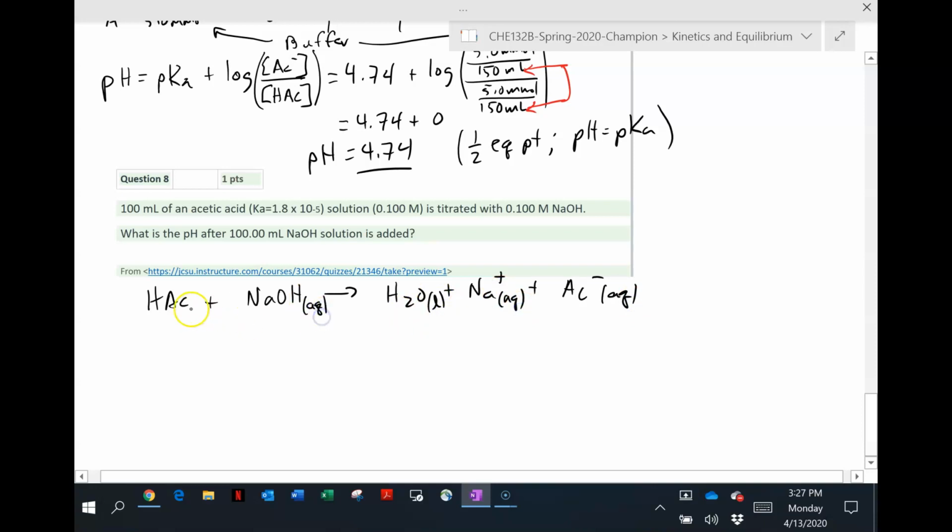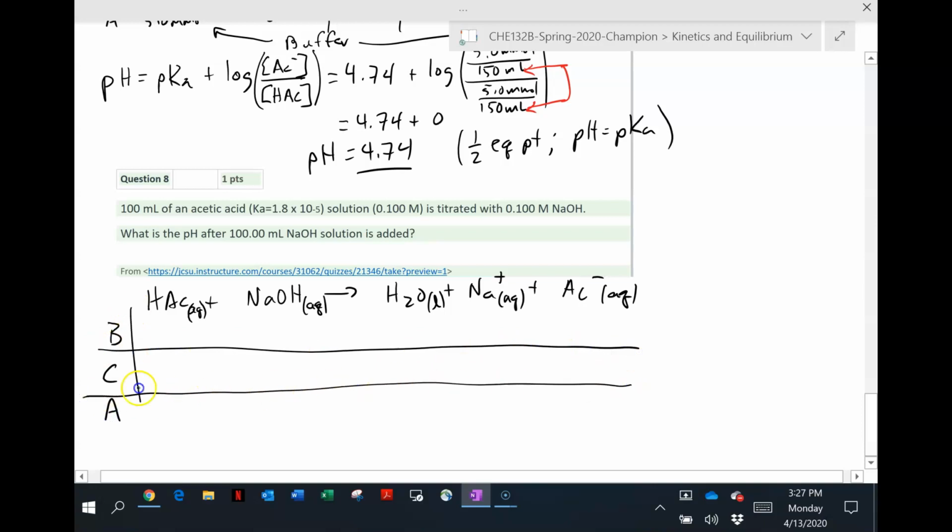Like so. And of course, you should be able to do this for anything, any point in between. And if there had been more time on the quiz, I probably would have given you something in between the equivalence point and the halfway point to the equivalence point, where you could see that the pH changes as the amount of base relative to the amount of acid changes.